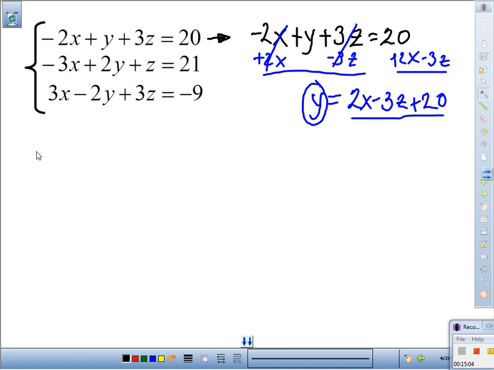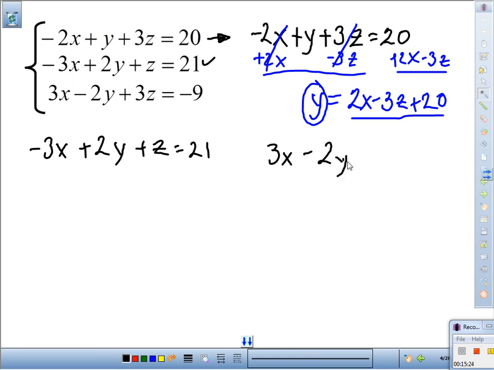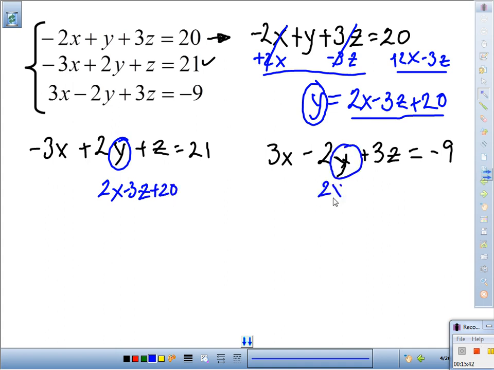The second equation, I'm going to write it here. Negative 3x plus 2y plus z equals 21. That's this one. Now I'm going to write this one right next to it. 3x minus 2y plus 3z equals negative 9. But now, instead of y here, what do I write? 2x minus 3z plus 20. And here, instead of y, what do I write again? 2x minus 3z plus 20.